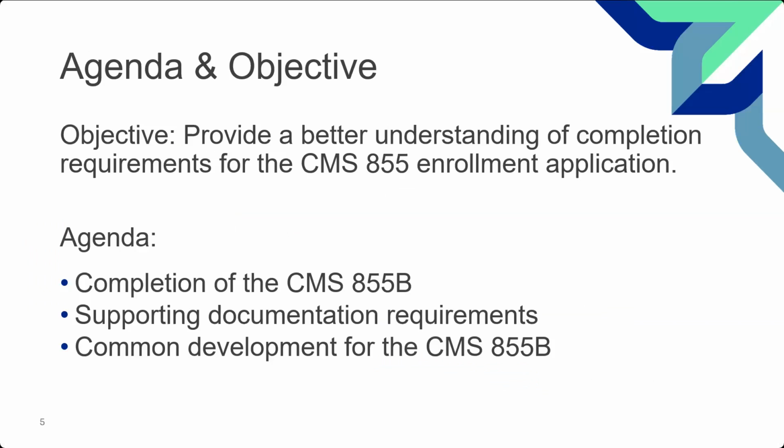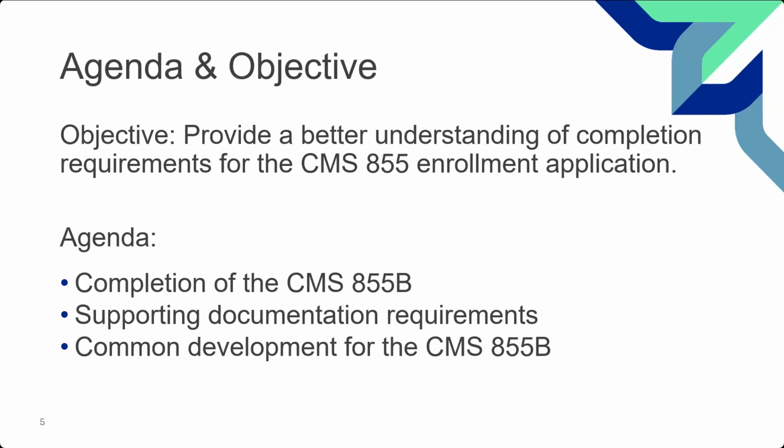Okay, all that brings us to our agenda and objective for today. The purpose of today's session on the CMS 855B is to provide a better understanding of completion requirements for that CMS 855B enrollment application. We're going to talk about completion of the CMS 855B application from the perspective of both the paper and the electronic application. As we go through the sections, I'm going to show you a side-by-side comparison because both the paper and the electronic application do request the same information. The formatting just looks a little bit different. Sometimes the order is just a little bit different, but the two do align as far as what information they're asking and trying to capture.